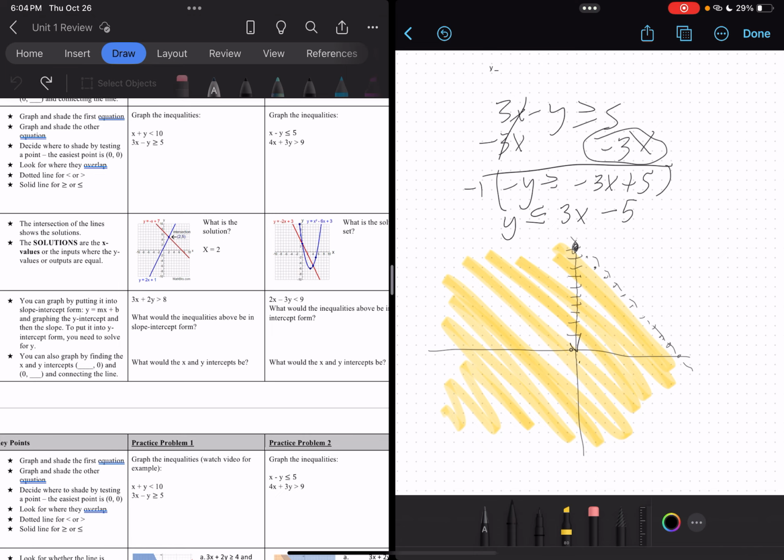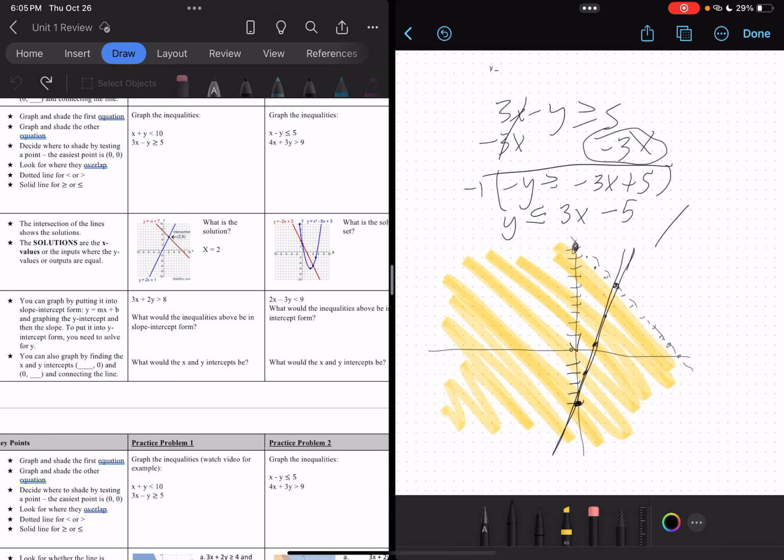So now I have 1, 2, 3, 4, 5 as my y-intercept, negative 5, and I'm going up 3 over 1. It's going this direction because it's positive, so up 3 over 1, and again, up 3 over 1. Okay, and this is a solid line, so I'm drawing a solid line.